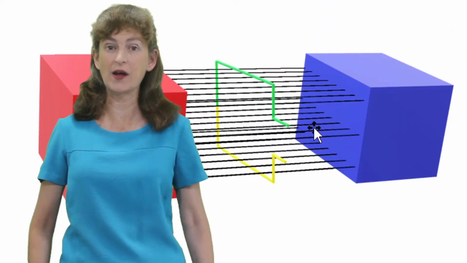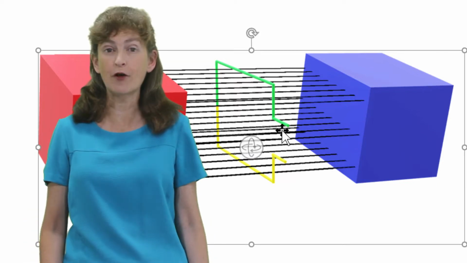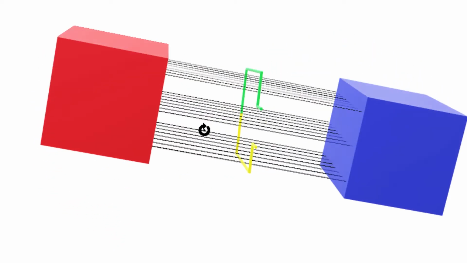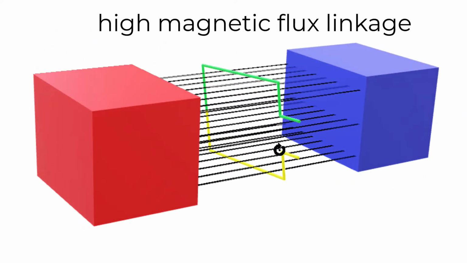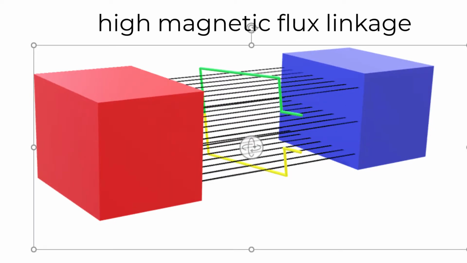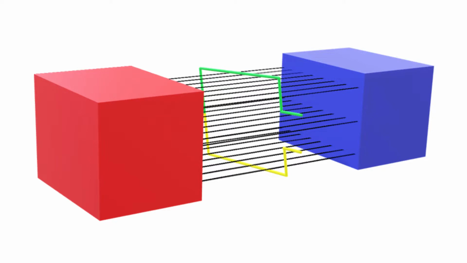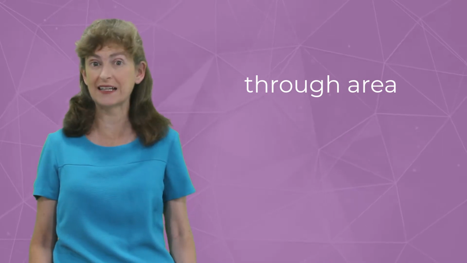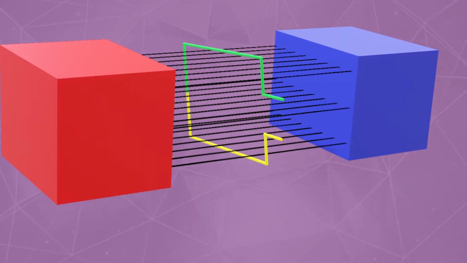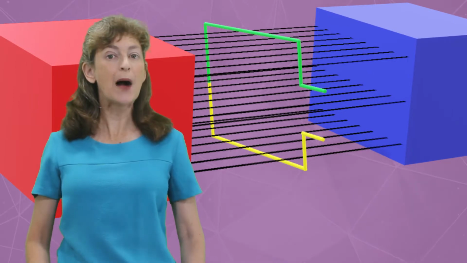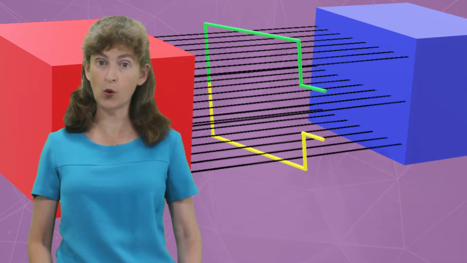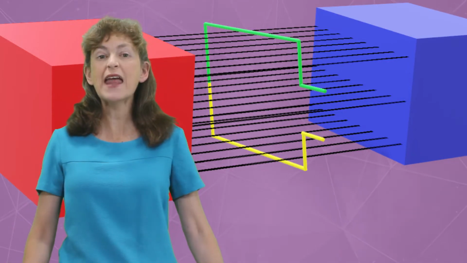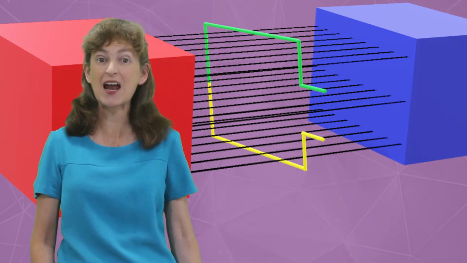Let's start by placing the coil like this, and let's view our diagram from different angles. Notice that many of the field lines pass through the inside of the coil. We say there is a high magnetic flux linkage with a coil in this orientation. Magnetic flux is a measure of the total magnetic field which passes through a given area. In this case, the area that we're interested in is the area bounded by the conducting wire of the coil. And we can see that in this orientation of the coil, we have many field lines passing through this area.